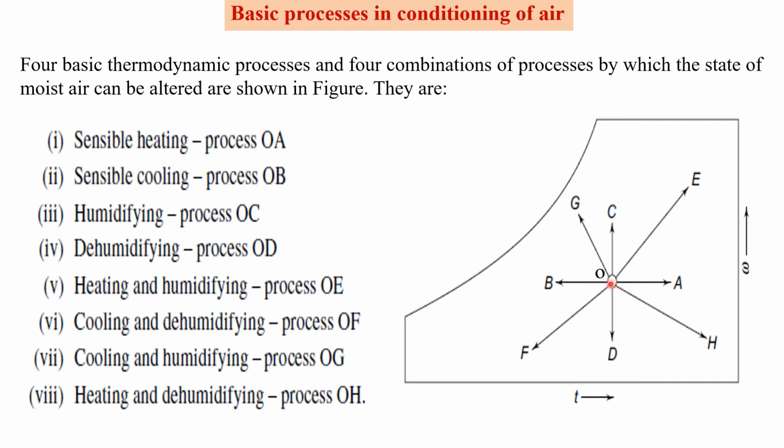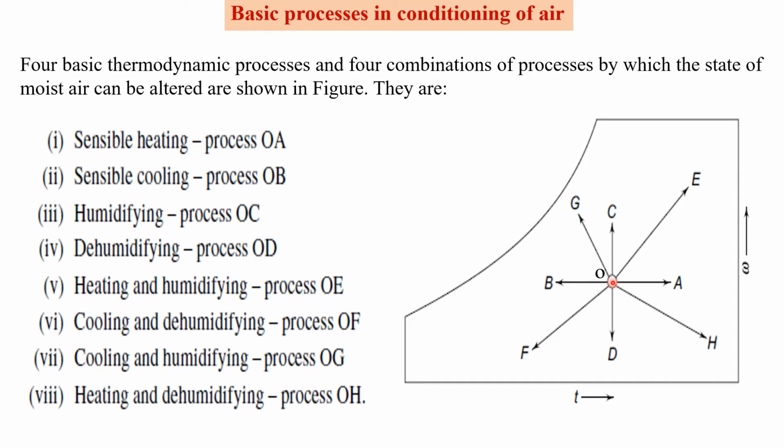When one moves along the path O to A, there is only a change in the dry bulb temperature of the moist air, and there is no change in the specific humidity. So this is known as the sensible heating of air. In the reverse manner, if one thinks of changing the thermodynamic state of moist air along the path O to B, this is simply inviting a drop in temperature of the moist air. Only the dry bulb temperature changes, but its specific humidity does not change. So this is known as sensible cooling.